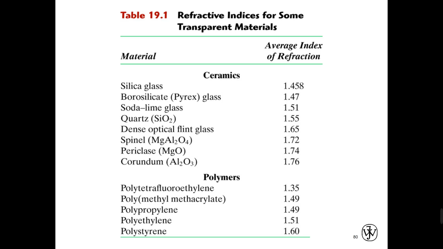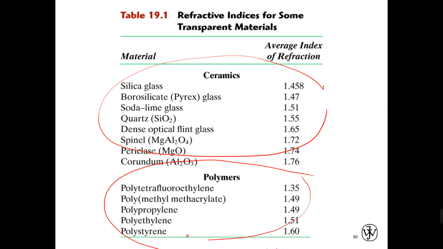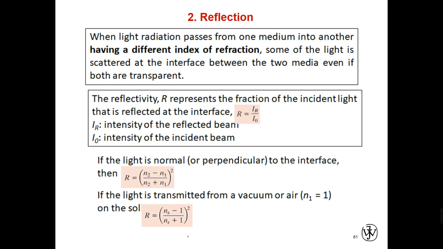Kalau you nak faham, for certain materials which is non-metals, for ceramic, and then followed by polymers, dia ada refraction index dia yang tertentu. Move on to the next one, reflection. What is a reflection? When light radiation passes from one medium into another having a different index of refraction, ada relation dengan yang tadi. Some of the light is scattered at the interface.